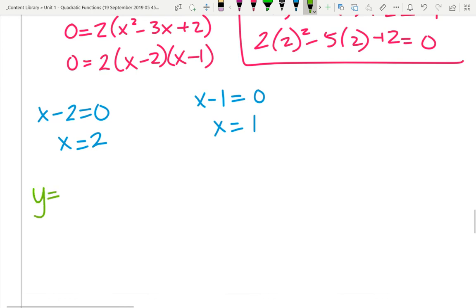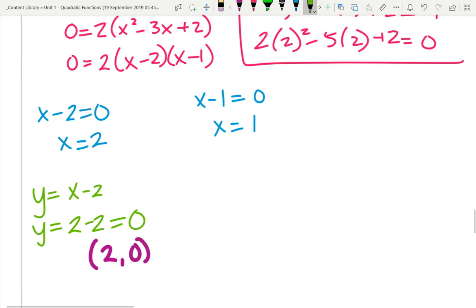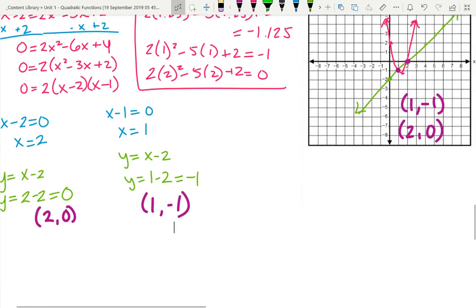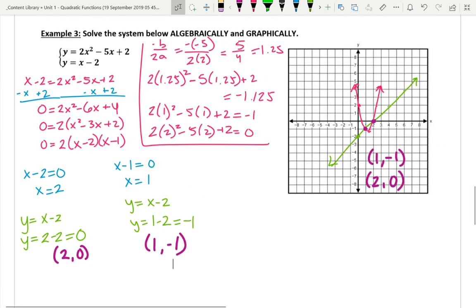So my equation was y equals x minus 2. So I'm going to replace x. 2 minus 2 gives me 0. So I have the point 2, 0. And over here, y equals x minus 2. I'm going to get 1 minus 2 or -1. So I have the coordinate point 1, -1. And it looks like those solutions match, which is exactly what we're looking for.